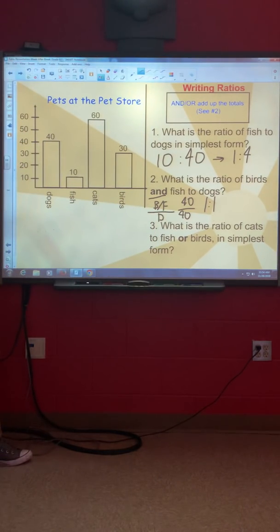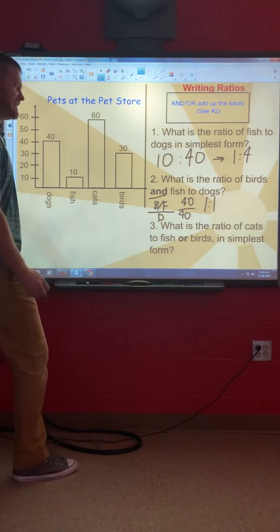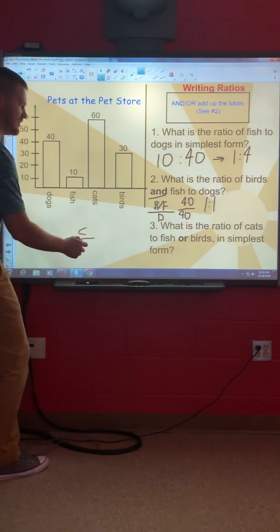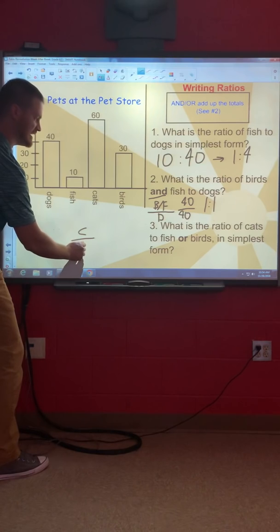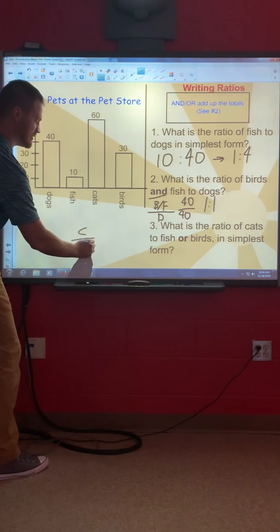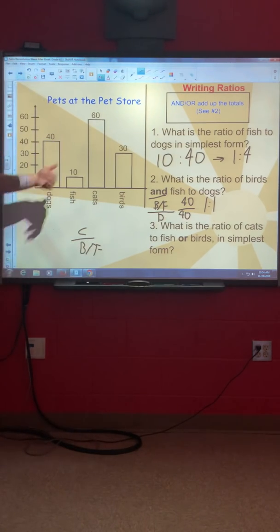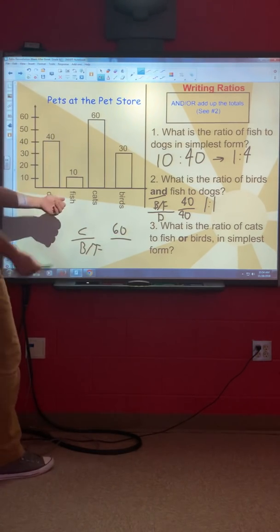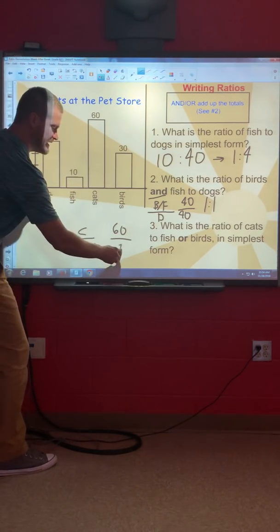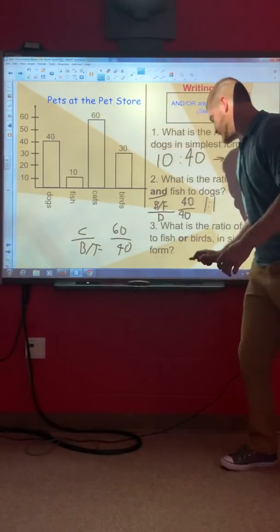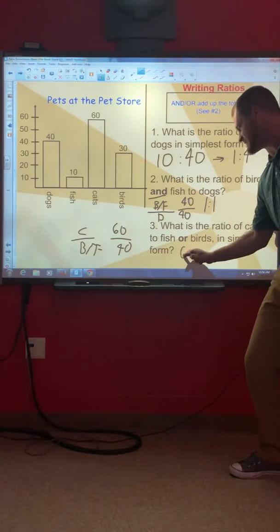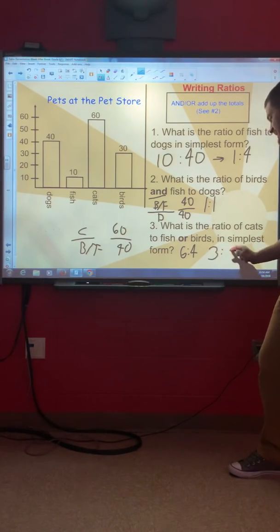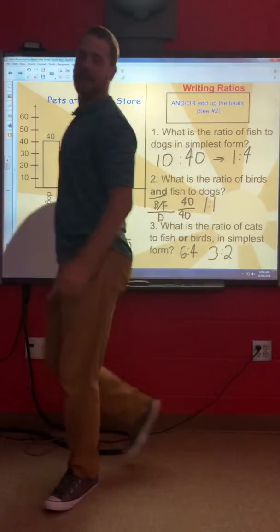Last but not least, it says the ratio of cats to fish or birds. So we have cats over, again, fish or birds. So how many cats? 60. How many birds and fish? Well, again, we just did that. There's 40. So if you have a ratio of 60 to 40, you type that in, you get 6 to 4, and that would even reduce more to 3 to 2. Okay?